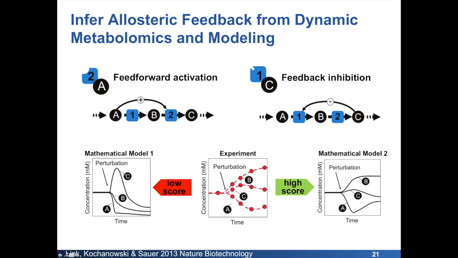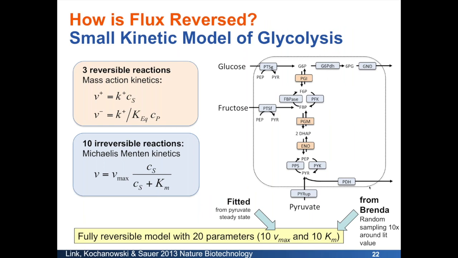Now all we do is take our measurements and compare them to the two possible scenarios. In this case, it's obvious that the measured concentration looks much more consistent with this particular regulation. Now, what I showed you was a mock example, and we need to be a bit more formal about it. So we make a very simplified model of glycolysis. I don't need to go into the details. It has some reversible reactions, some of them are irreversible, Michaelis-Menten kinetics, and we need parameters.